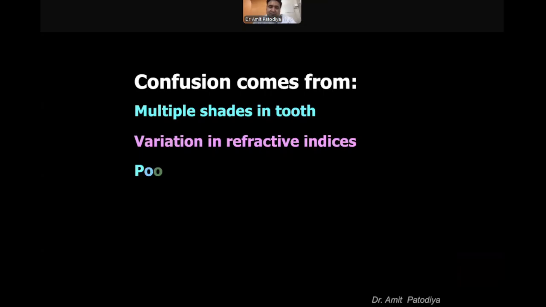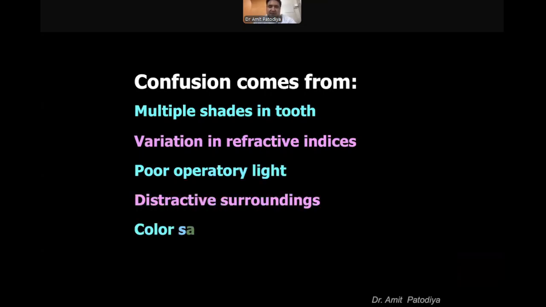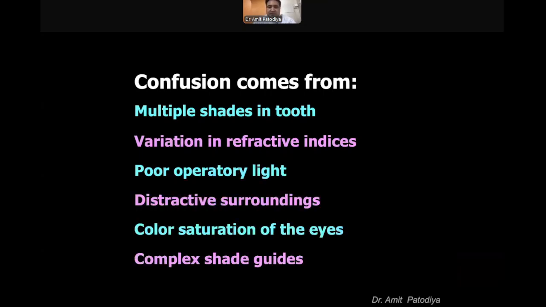And why is it so? Because sometimes your tooth has more than one shade, it is multi-layered. There is a difference in refractive indices. Your operative light is the same old halogen lamp. You may have a lot of distracting surroundings.